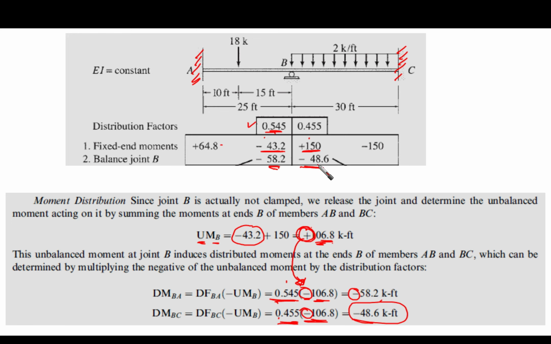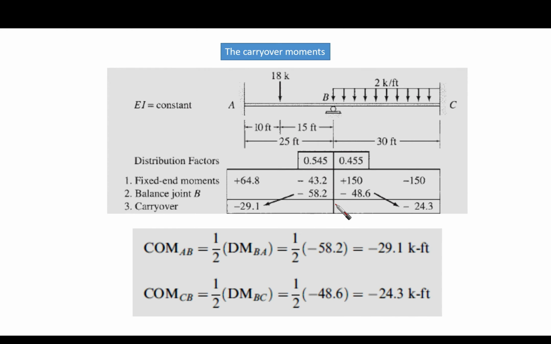Okay, this is the balancing. So draw the line here. Now these are the balancing of these moments. If you algebraically sum them up, you are going to find that they give you exactly 0. Okay, now let's go to the next.